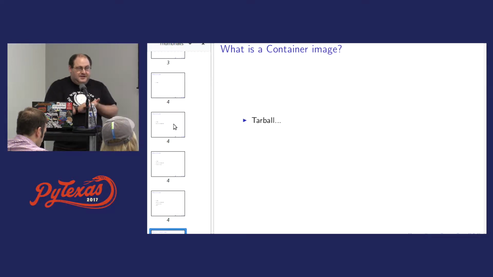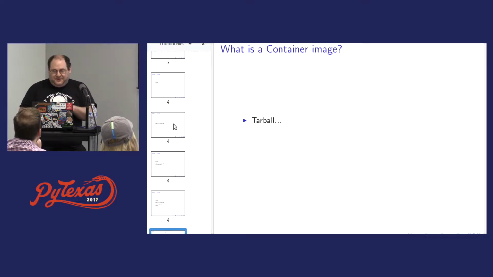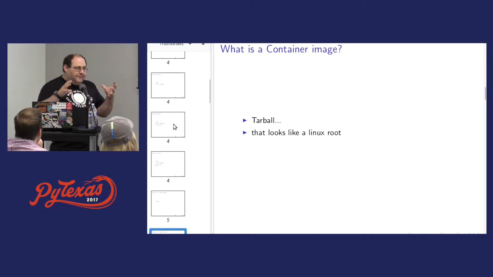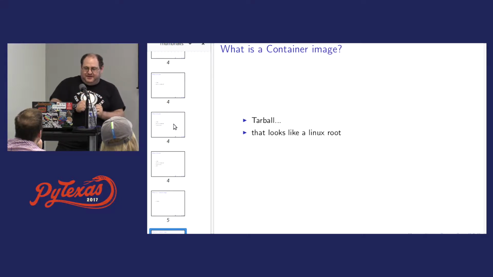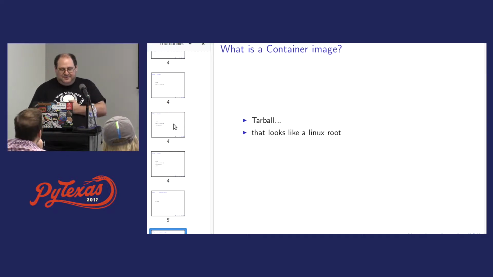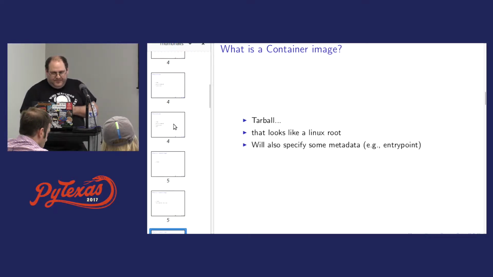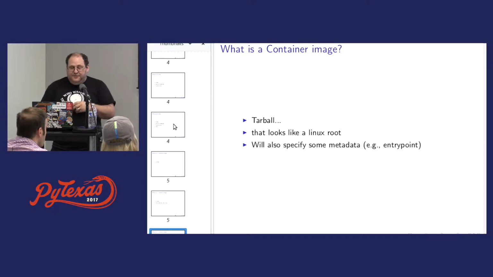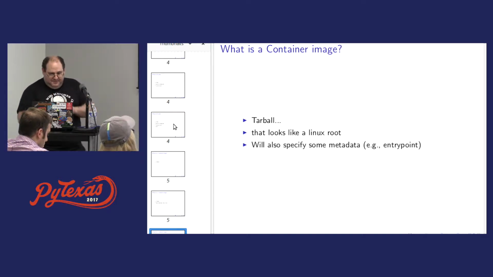A container image is basically a tarball. Well, actually, it's really a set of tarballs. But the set of tarballs together, if you put them together, they look a lot like Linux boot. If you install a Linux machine or a VM and you go to slash, there's /bin, /sbin, /lib, all the stuff, /usr/bin. Basically, that is almost exactly how a container image looks. And there's also some metadata. For example, the entry point, which is what process to run at startup. So that's a container image.